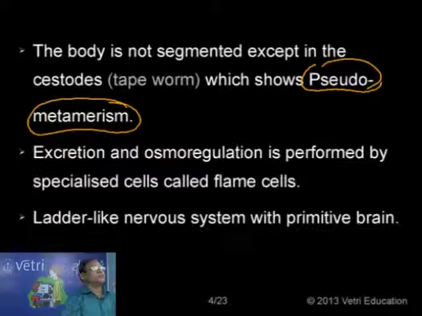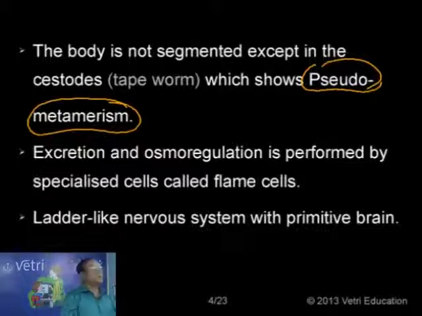But in the case of pseudometamerism, not all the segments are alike. The size of the segments increases from the anterior end to the posterior. This means new segments are added at the anterior end, not at the posterior end. So the segments at the anterior end are younger, and the segments at the posterior end are older. This is the difference between true and pseudometameric animals. Here the older segments are at the posterior end, because the new segments are added near the anterior end, near the neck region.